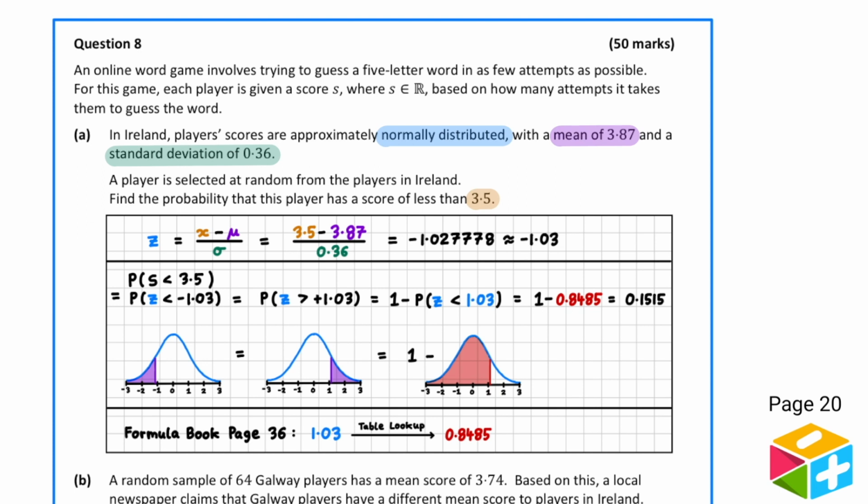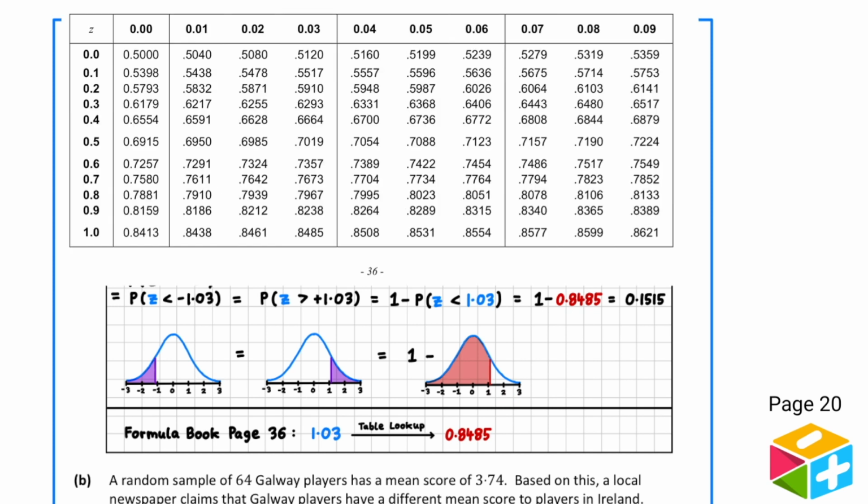Well, by the symmetry of the normal distribution, the probability that you're less than minus 1.03 will be equal to the probability that you're greater than plus 1.03. Since the total probability must add up to 100%, or 1 in decimal form, the probability that you're greater than 1.03 will be equal to 1 minus the probability that you're less than 1.03. Thankfully, we can find this probability by looking up page 36 of our formula book. The first 2 digits, 1.0, tell us which row in our table we should go to. The third digit, 3, tells us the column.